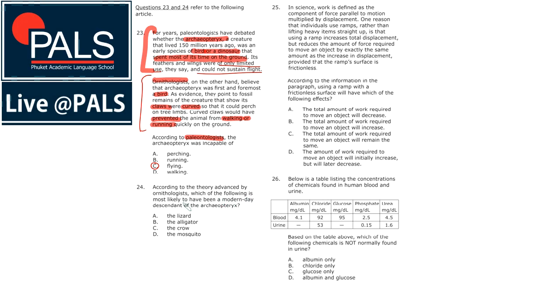Which of the following is most likely to have been a modern-day descendant of the Archeopteryx? The lizard is a reptile, the alligator is a reptile, the cow is a mammal. The mosquito is an insect, so it's definitely not the mosquito. So it's lizard and alligator.